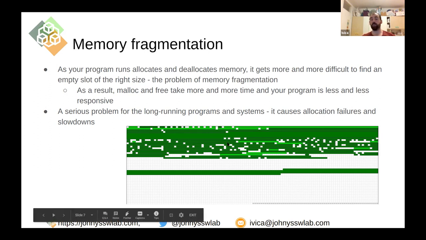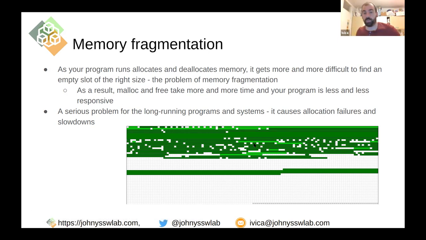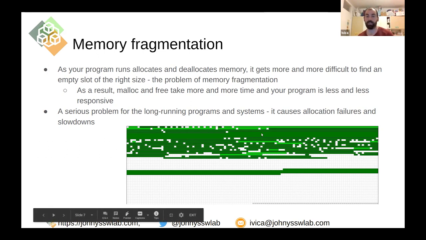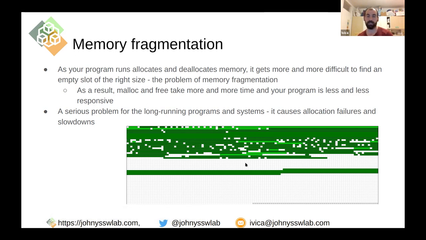So the allocator needs to go through this big block to find, for example, a chunk which is 4 of these tiny blocks in size. The allocator needs to find one which is available. It can take the first available, and there are several strategies for which one to take. But the problem with this is, as your program is running, allocating and deallocating, the time the allocator needs to get a chunk of appropriate size gets longer. So as your program runs for a long time, the allocation will be slower. This is a serious problem for long-running programs and systems. And sometimes it might happen that your system actually has available memory, but it doesn't have it as a large chunk, and the allocation might fail.